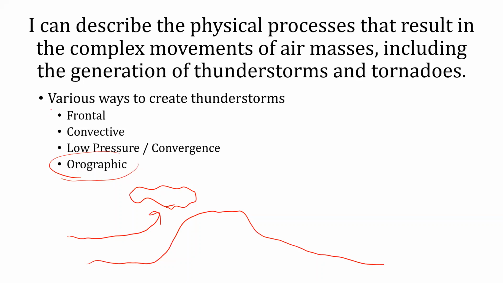Frontal, primarily meaning cold fronts. Convective, meaning the ground is heated by the sun all day, creating warm air that rises. Low pressure, also rising air. And orographic, which forces the air up over a mountain.